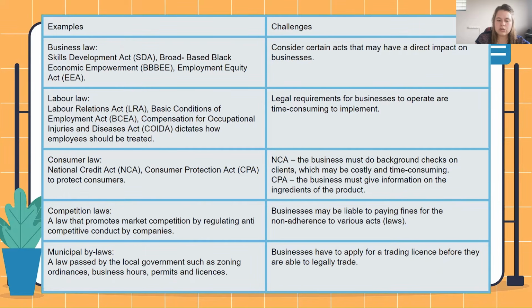Municipal bylaws. A law passed by the local government, such as zoning ordinances, business hours, permits, and licenses. So businesses have to apply for a trading license before they are able to legally trade. So an example here, obviously the license that a business needs. Should the business, for example, want to trade and sell alcohol, there's a separate license that they will need, and that's what they're referring to in that section there.